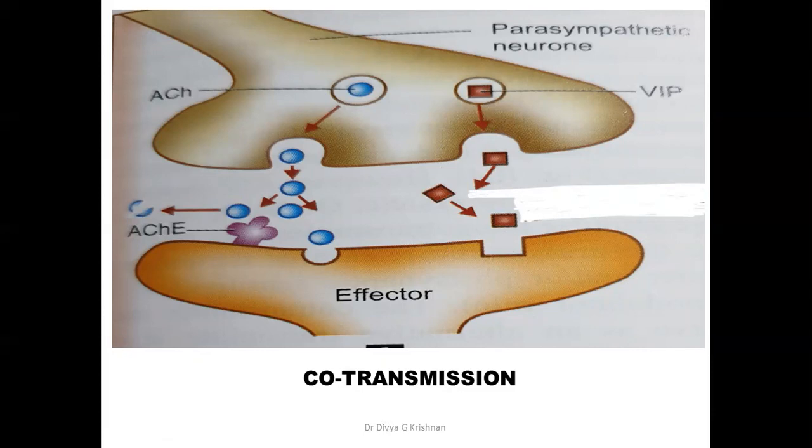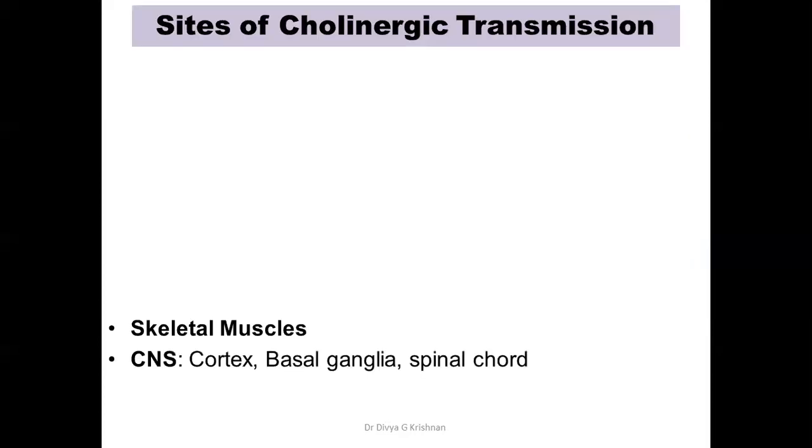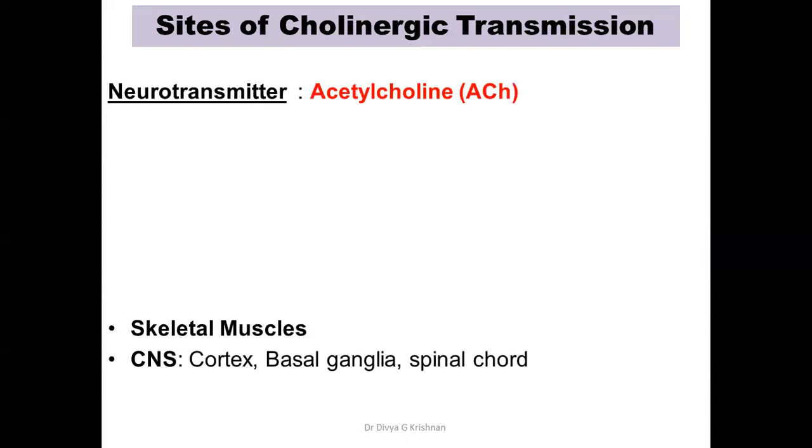Now that is about the brief introduction of the adrenergic nervous system. Now we shall proceed on to the topic proper, that is the cholinergic system, otherwise called the parasympathetic nervous system. So let us look at the main neurotransmitter. The neurotransmitter of the cholinergic system is acetylcholine. Now we shall see where the sites are where the cholinergic transmission occurs. So you have to learn these sites by heart.